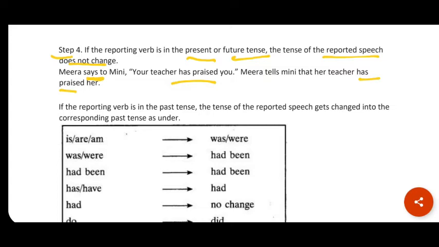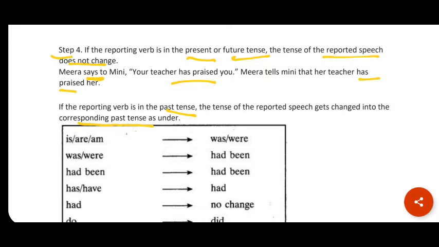If the reporting verb is in the past tense, the tense of the reported speech gets changed into the corresponding past tense as under. So if the reporting verb is in past tense, then it changes according to the corresponding past tense. If the reporting verb is in present or future, the tense of reported speech doesn't change. But if the reporting verb is in past, the tense of the reported speech changes into the corresponding past.